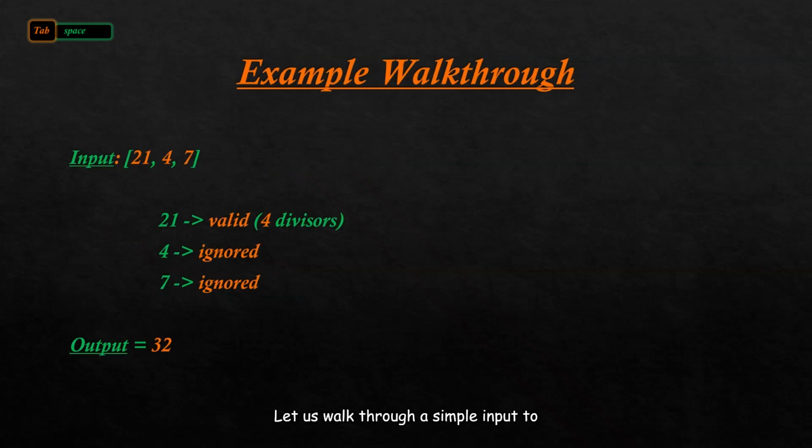Let us walk through a simple input to make this concrete. Suppose the input array is 21, 4, 7. The number 21 has 4 divisors, so it is valid and contributes to the answer. The number 4 has only 3 divisors, so it is ignored. The number 7 has only 2 divisors, so it is also ignored. Therefore, the final result is the sum of divisors of 21, which equals 32.